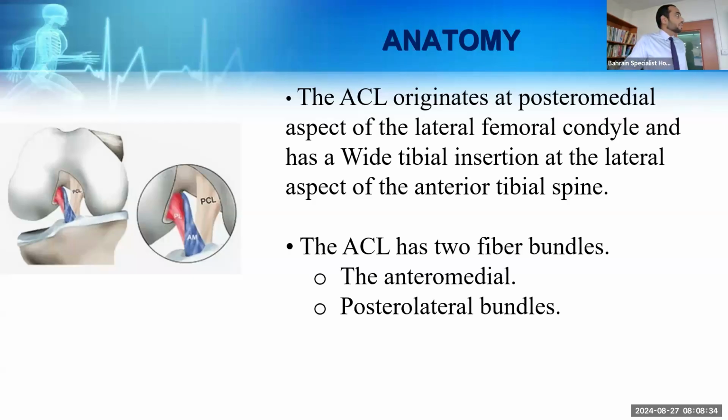To start with, let us begin with the anatomy of the anterior cruciate ligament. The anterior cruciate ligament originates from the medial aspect of the lateral femoral condyle. It has two bundles, the anteromedial bundle and the posterolateral bundle. So the ligament originates from the lateral femoral condyle and inserts onto the spine of the tibia.